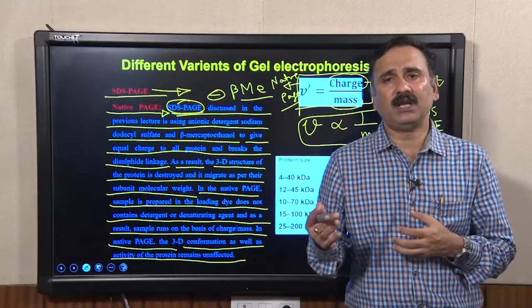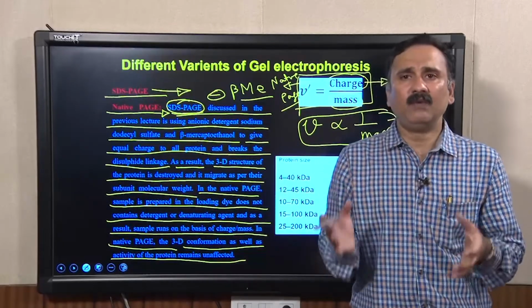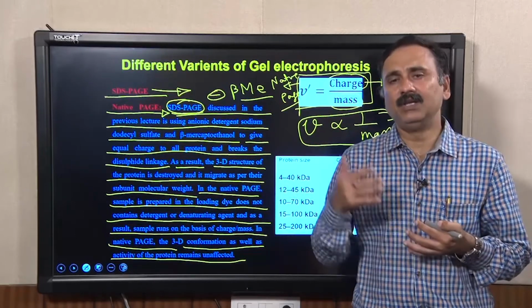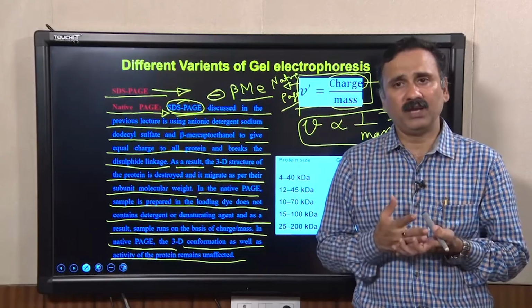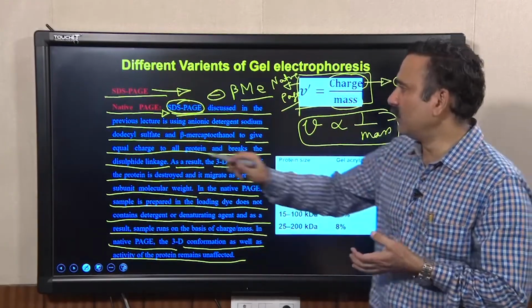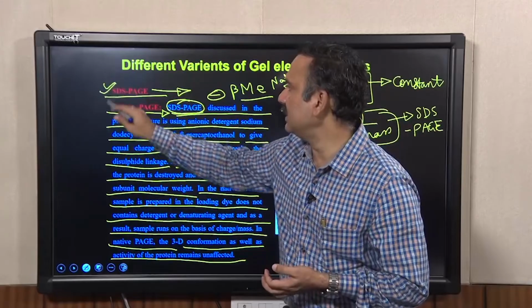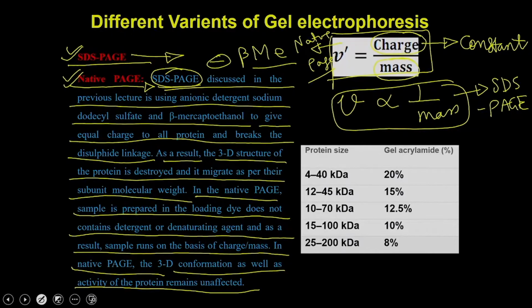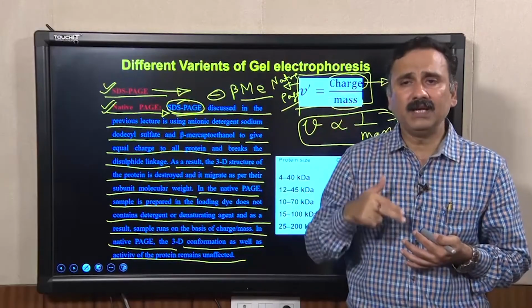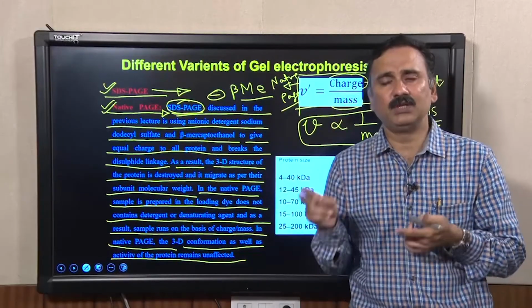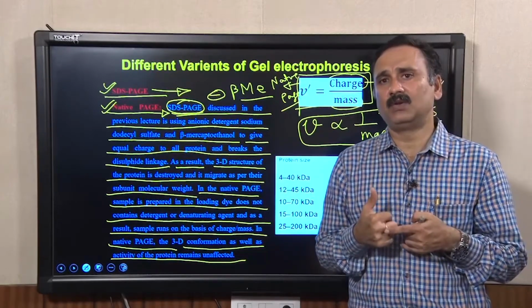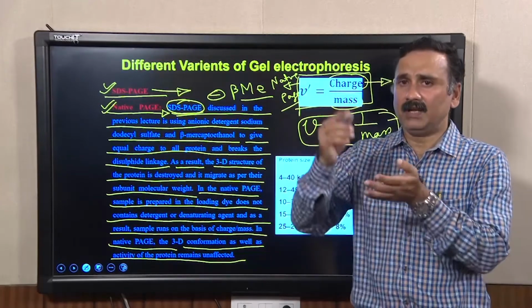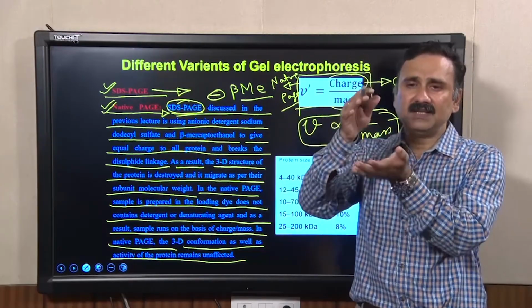So, native PAGE is always used to ask whether the protein is a monomeric protein or an oligomeric protein and so on. Because if you run the same protein on SDS PAGE and on native PAGE, and calculate their electrophoretic mobility, you can use that information to answer the question of the oligomeric status of the particular protein.